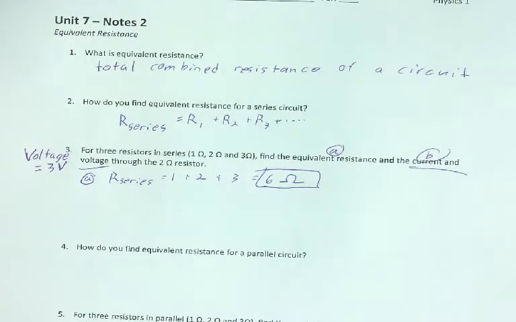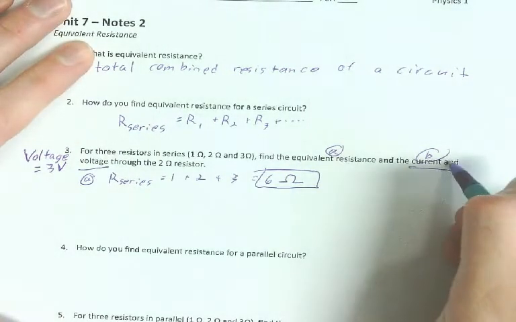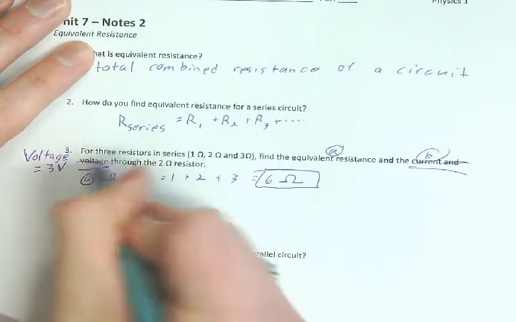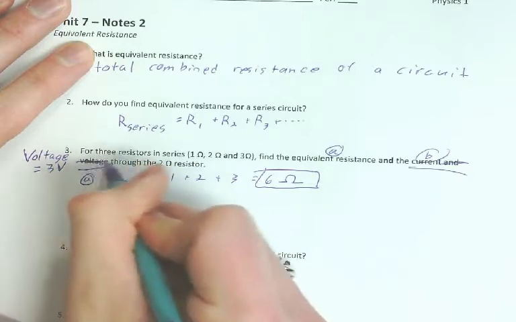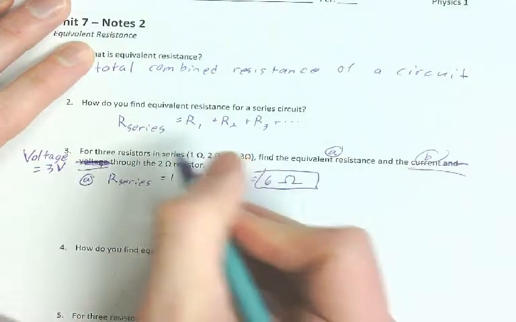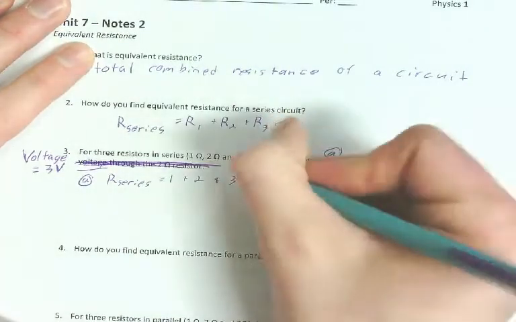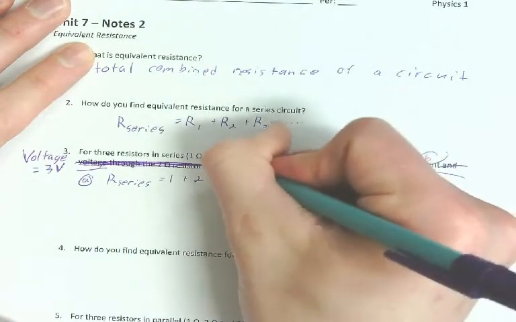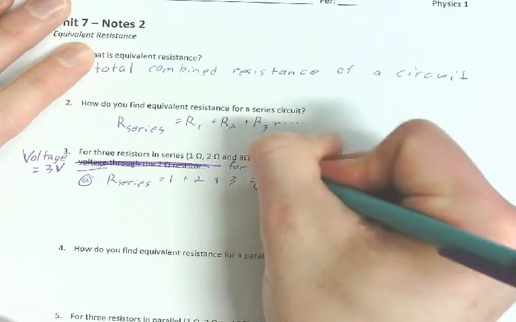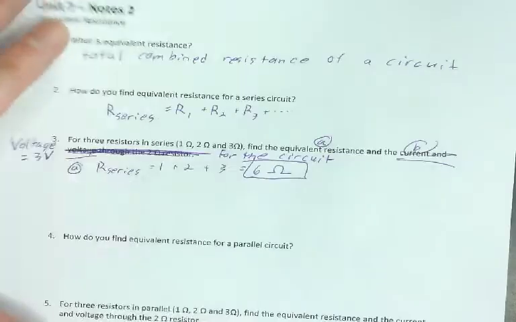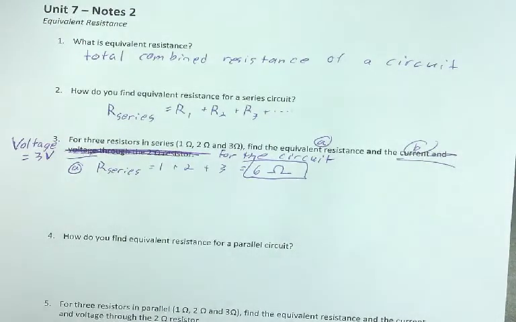Okay, so how do we find the current and the voltage? Let's make this simpler. Let's just find the current for the circuit. I'm going to simplify things down. There we go. Let's make life simple.